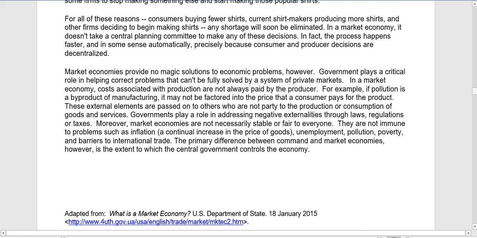Last two paragraphs here. For all of these reasons, consumers buying fewer shirts, current shirt makers producing more shirts, and other firms deciding to begin to make shirts, any shortage will soon be eliminated. In a market economy, it doesn't take a central planning committee to make any of these decisions. In fact, the process happens faster and, in some sense, automatically, precisely because consumer and producer decisions are decentralized.